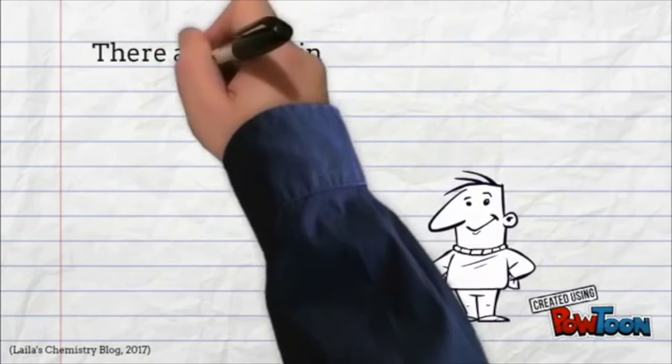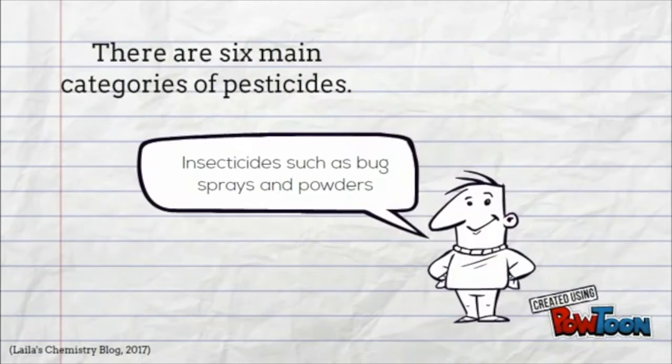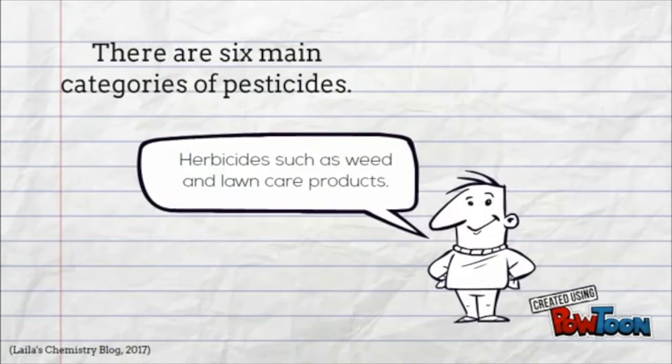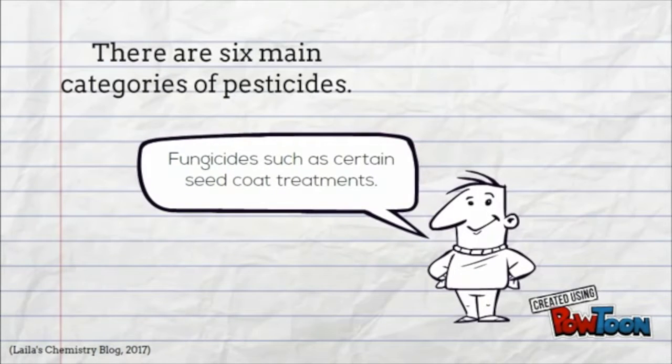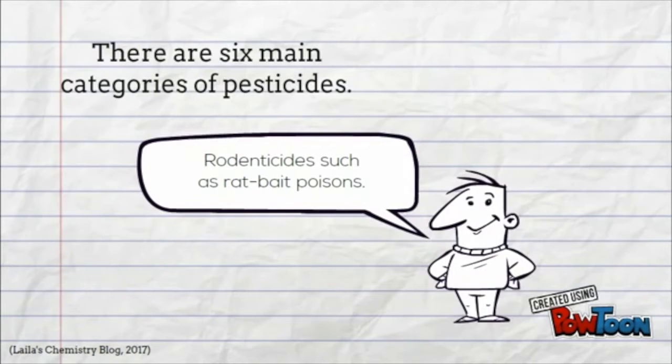There are 6 main categories of pesticides. 1. Insecticides such as bug sprays and powders. 2. Herbicides such as weed and lawn care products. 3. Fungicides such as certain seed coat treatments. 4. Rodenticides such as rat-bait poisons. 5. Disinfectants. And 6. Wood preservatives.